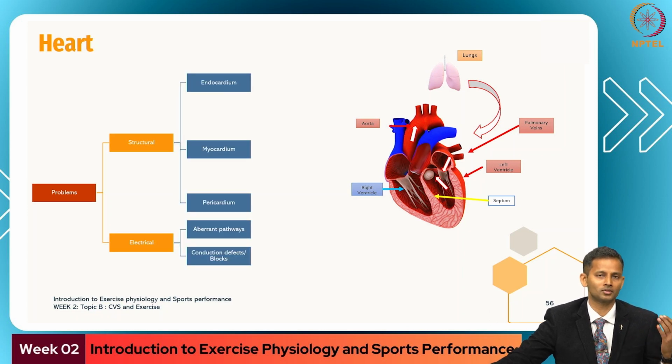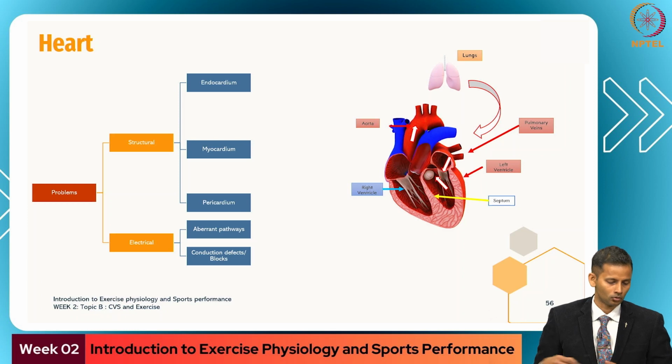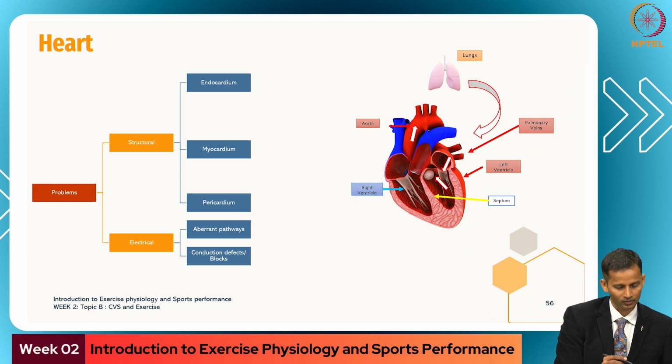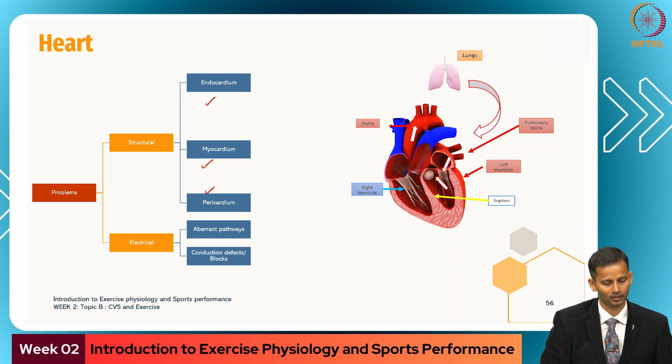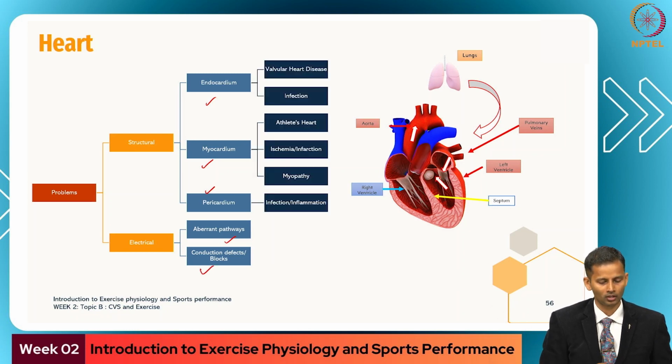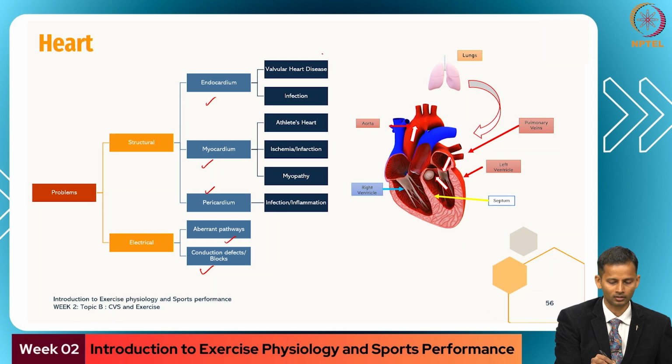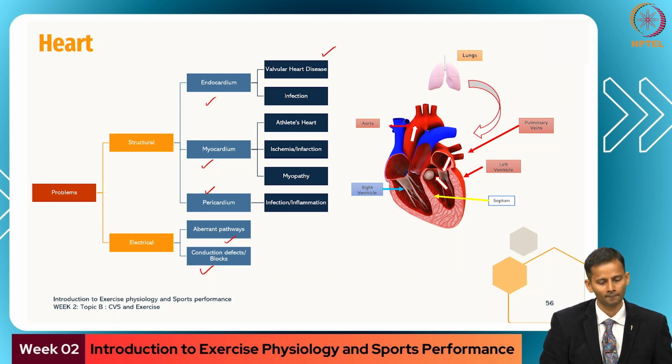From the structure of the heart, we saw that the heart is divided into three parts: the inner endocardium, the middle myocardium, and the outer pericardium, right? And electrically, you can have abnormal pathways or a block in the existing pathways. In the endocardium, as we had discussed earlier, there can be problems in the heart valves, and they are called valvular heart disease.